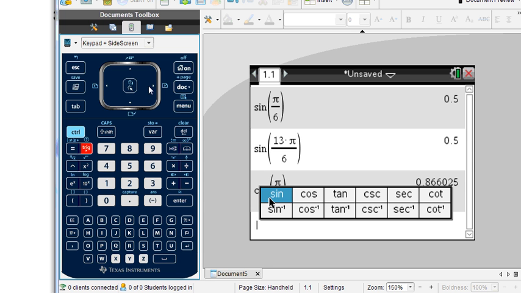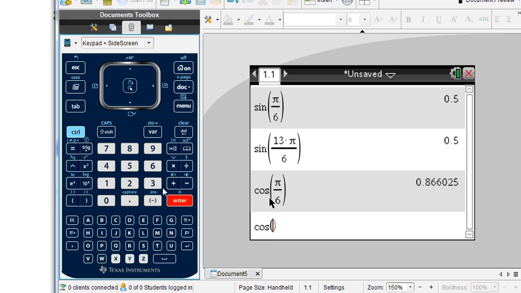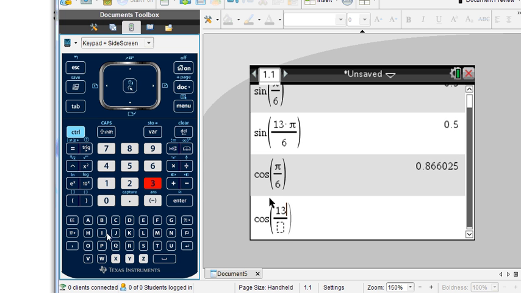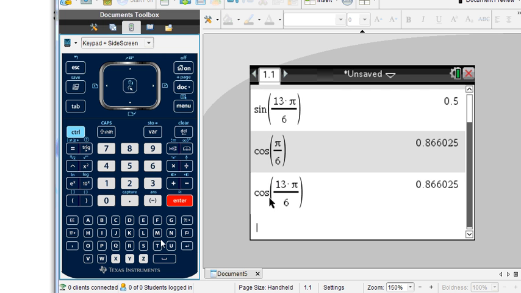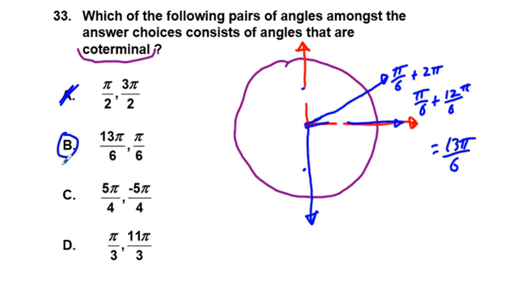And finally, cosine of 13 pi over 6. We also get square root of 3 over 2. They're equivalent. So this is the right answer.